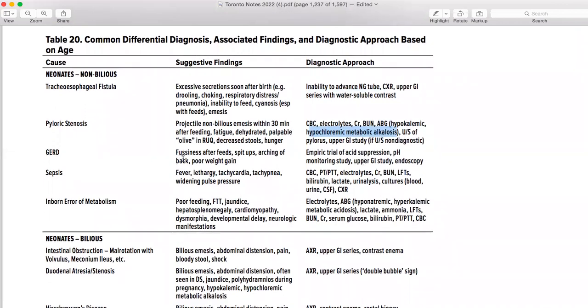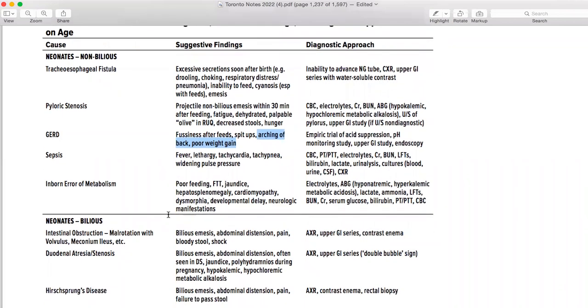Then GERD: fussiness of the child, spitting up, arching of the back. In children, GERD presents differently than in adults, so don't mix it up. Just because it's presenting with vomiting, you cannot think, oh, this is not GERD. In children it presents differently. That's why the presentation and findings of children and adults are quite different, so you need to know. What are you going to start? No investigation, just start with a PPI, an acid suppression trial. And if it's not treated, then go for the pH study.